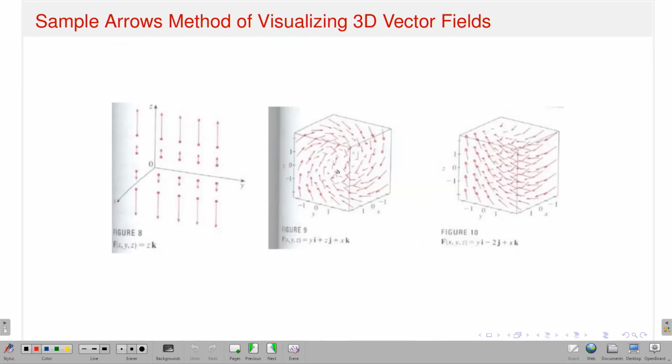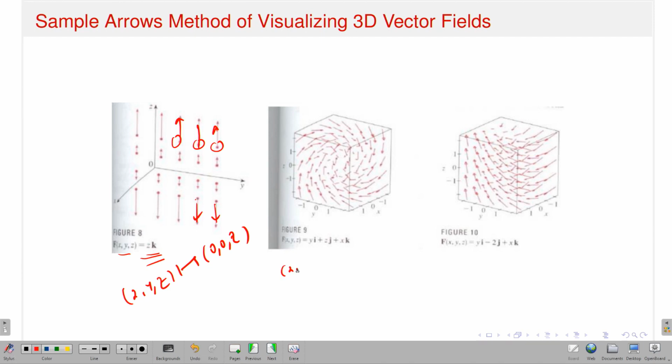Okay, another sample arrows in the 3-dimensional vector fields. So, now again, each point is a sample point. So, this is the corresponding vector field. This F of x comma y comma z is nothing but z times k cap. That means, what is the corresponding map from R3 to R3? x comma y comma z maps to 0 comma 0 comma z. So, if that is the case, then at the corresponding point I am associating this vector, this vector, this vector, this vector. Fine. So, this is the corresponding figure.